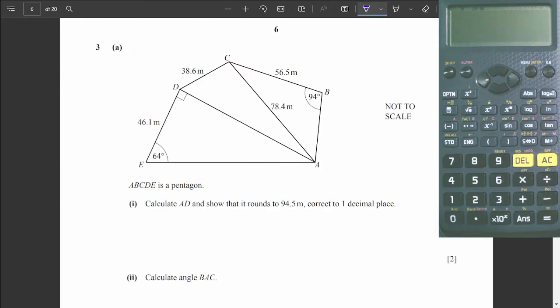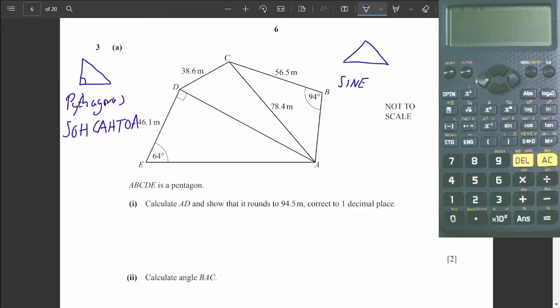Question 3a, triangles, trigonometry. Immediately we need to start thinking, if we have a right angle triangle, we are going to use either Pythagoras or SOHCAHTOA. Any other triangle that's not a right angle triangle, it's either the sine or the cosine rule. So the first question there, calculate AD. Let's mark it. AD is this line here. And show that it rounds to 94.5.